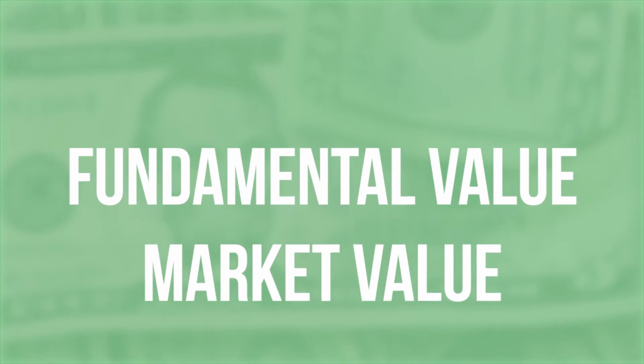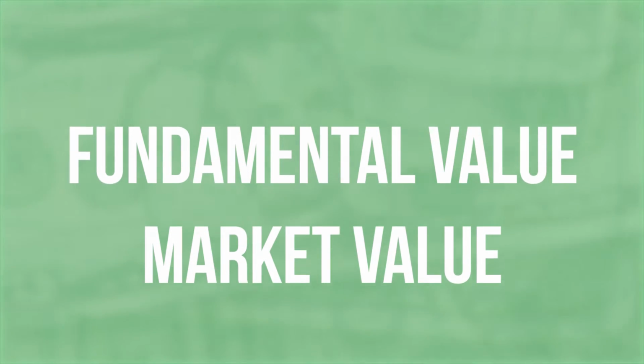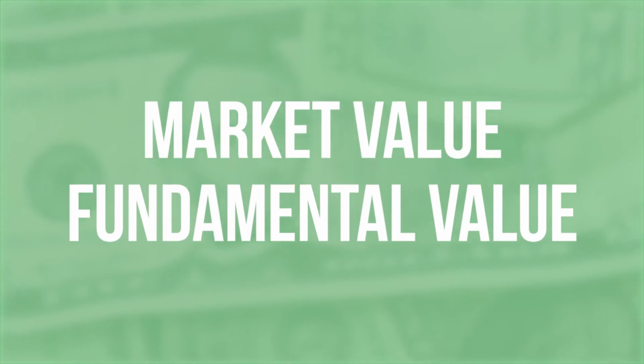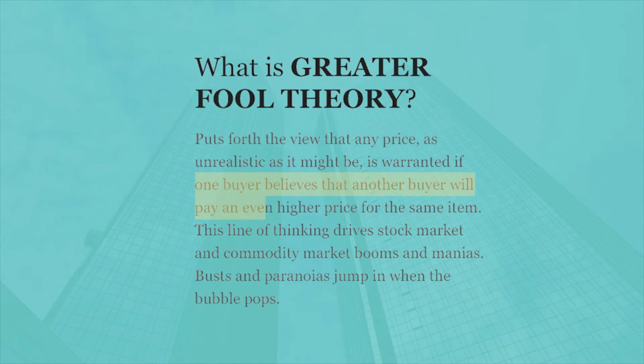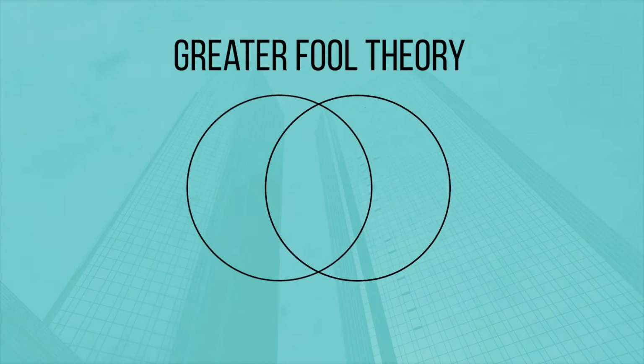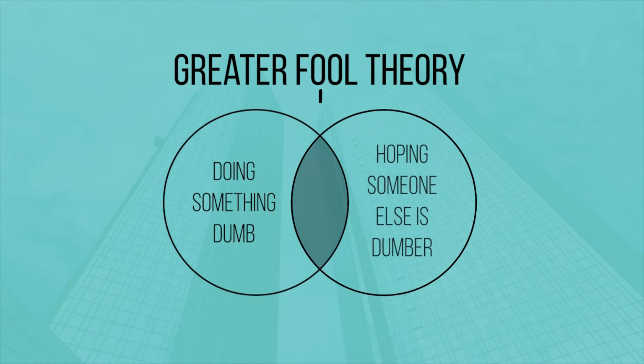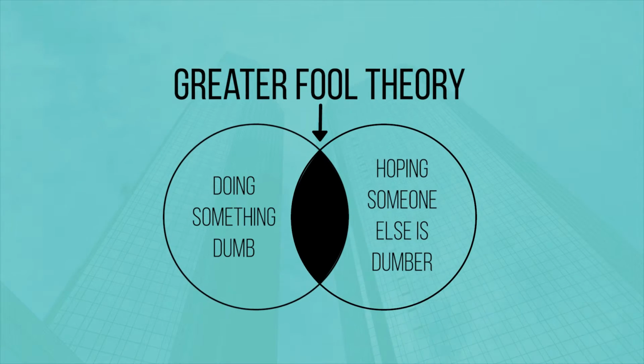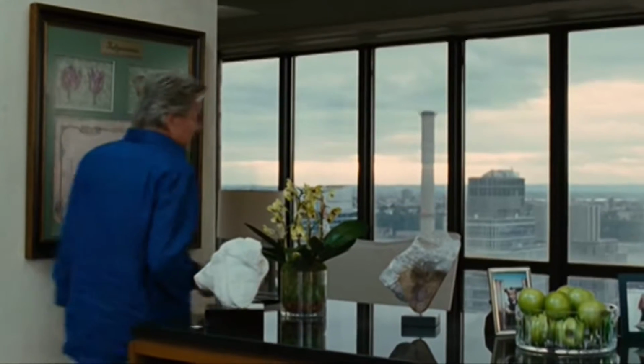There are many different reasons why bubbles happen, and they all deal with psychological factors. For example, the greater fool theory. This is when investors buy an asset not for its fundamental value, but because they plan to resell it at a higher price to the next investor. One of the first recorded bubbles happened in 1637.